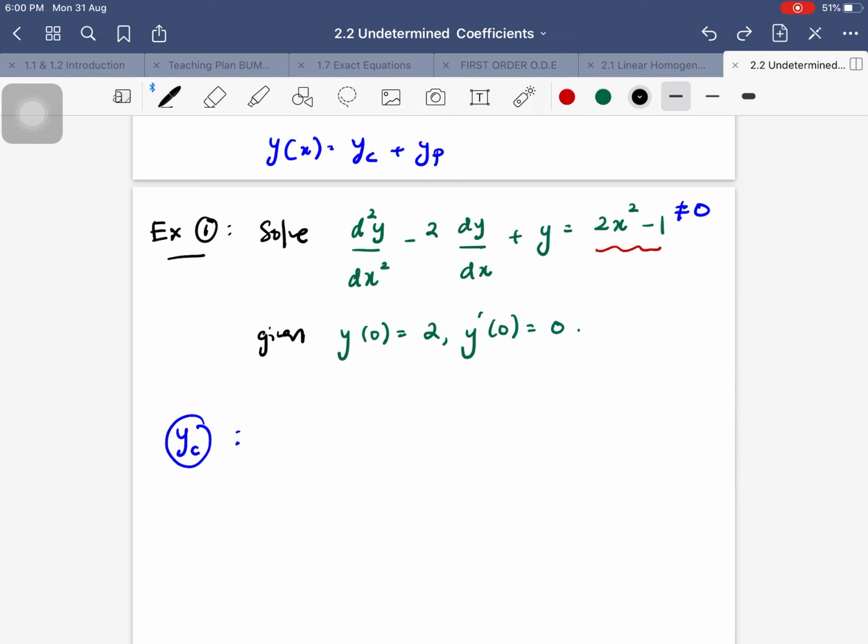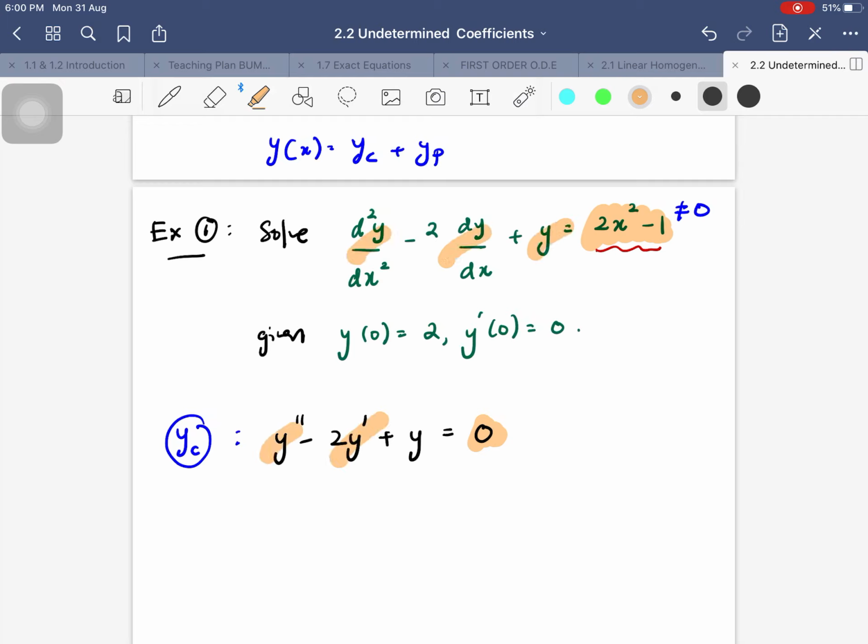So my function is going to be y double prime minus 2y prime plus y equal to 0. All I did is I set the right hand side equal to 0, instead of x squared minus 1. Now it's going to be a homogeneous equation, and only then can I get a homogeneous solution. But the left hand side is exactly the same.